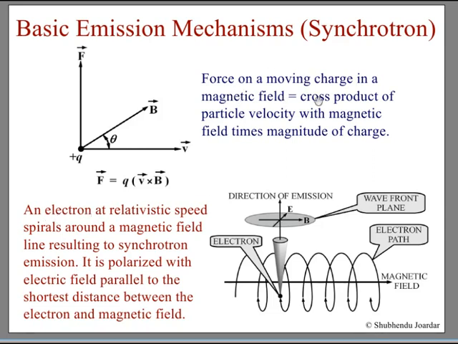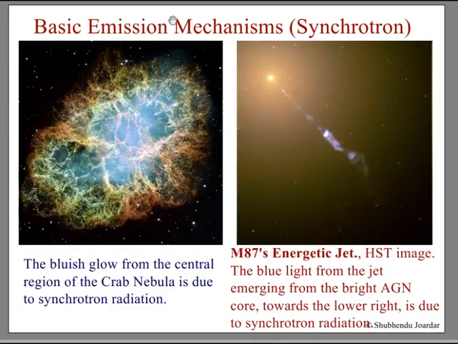I'll just read it. A force on a moving charge in a magnetic field is equal to the cross product of particle velocity with magnetic field times the magnitude of the charge. Q is the charge. An electron at relativistic speed spirals around a magnetic field line, resulting in synchrotron emission. It is polarized with electric field parallel to the shortest distance between the electron and the magnetic field. This is the description. In words it is like this, but this is what I explained right now.